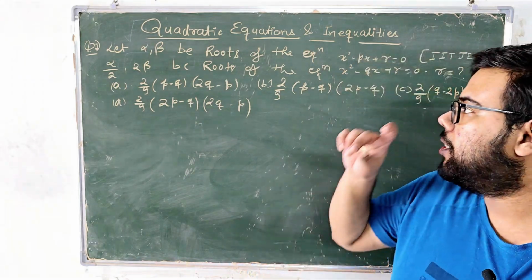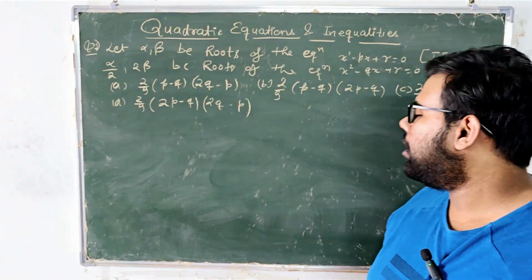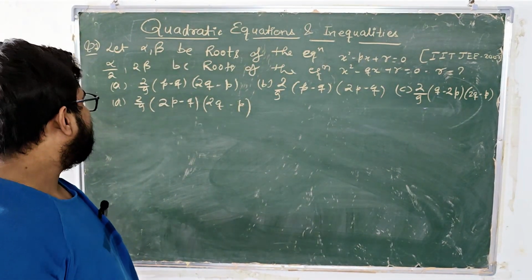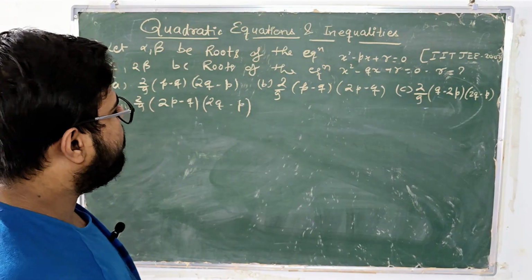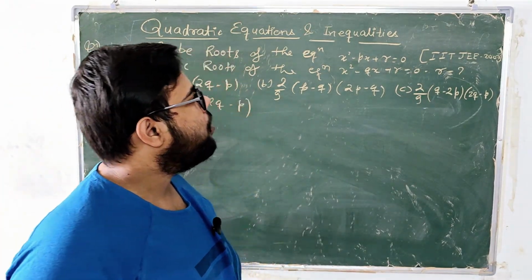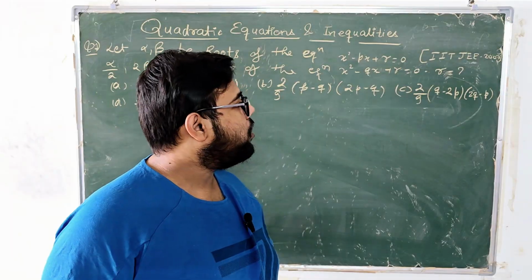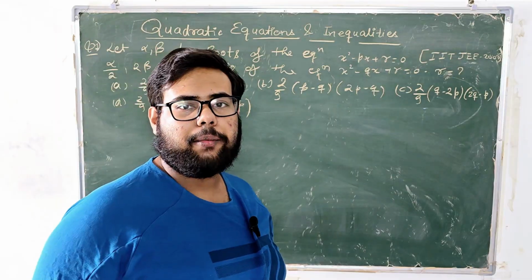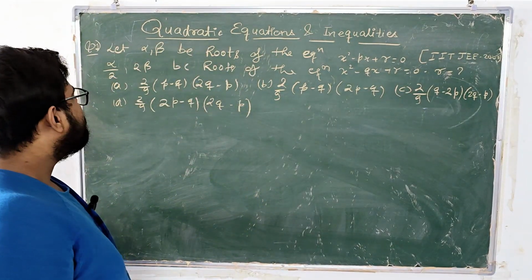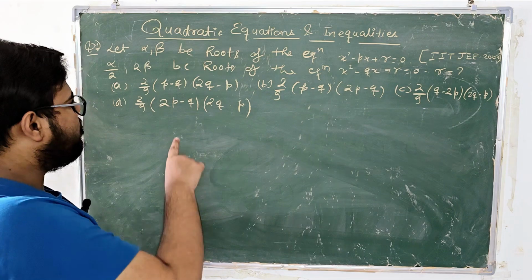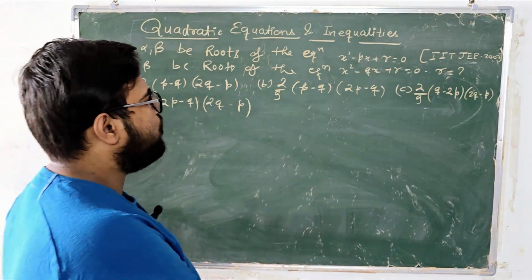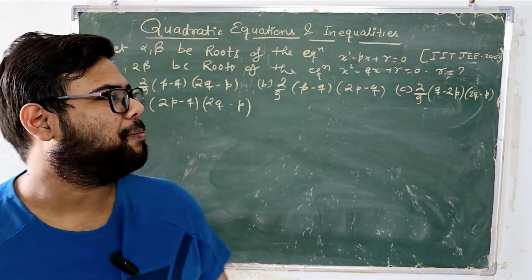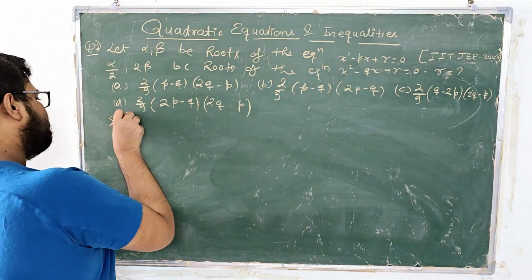So this is the question. The question states: let alpha, beta be roots of the equation x square minus px plus r is equal to 0, and let alpha by 2 and 2 beta be roots of the equation x square minus qx plus r is equal to 0. Then what is the value of r? Here we have four options, and it is a single correct question. The options are in terms of P and Q, so we have to find r in terms of P and Q. Let's see how we can solve it.